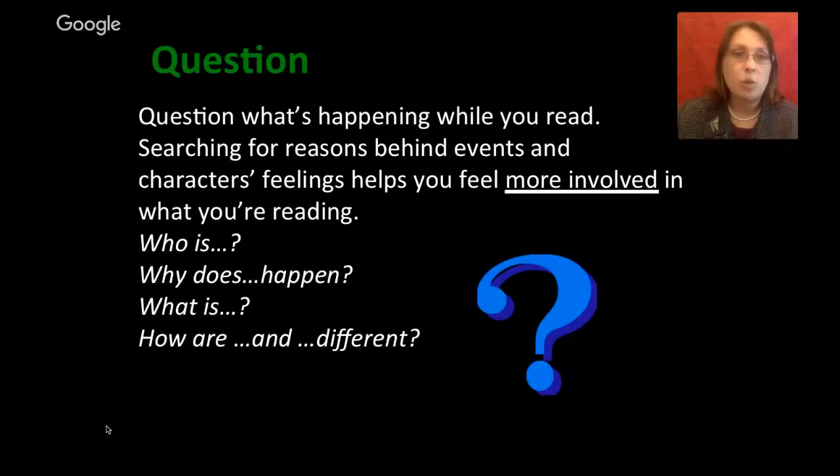The next type is question. Question what's happening while you read. Searching for reasons behind events and characters' feelings helps you to feel more involved in what you're reading. So some question stems for that are, who is, why does this happen? What is, how are blank and blank different? Okay, so that means you're actually reading because you're trying to figure out what's going on here.